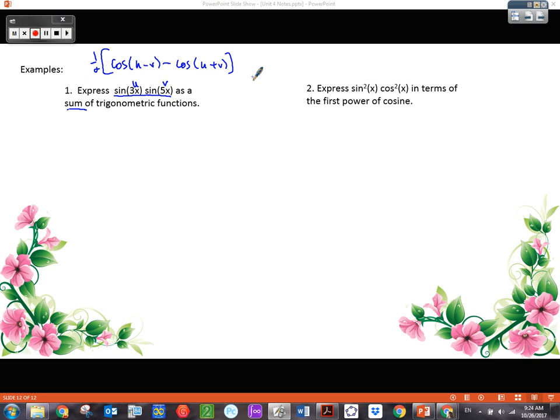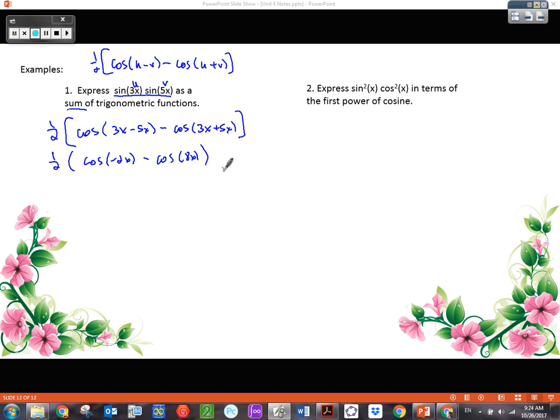Okay, so let's start. We are just using the formula. Don't need to write any reasons. We're just using the formula. So we have cosine of 3x minus 5x minus, I'm just plugging into the formula, cosine of 3x plus 5x. Okay, so now it's just a matter of simplification. So let's keep working. So I have cosine of negative 2x minus cosine of 8x.